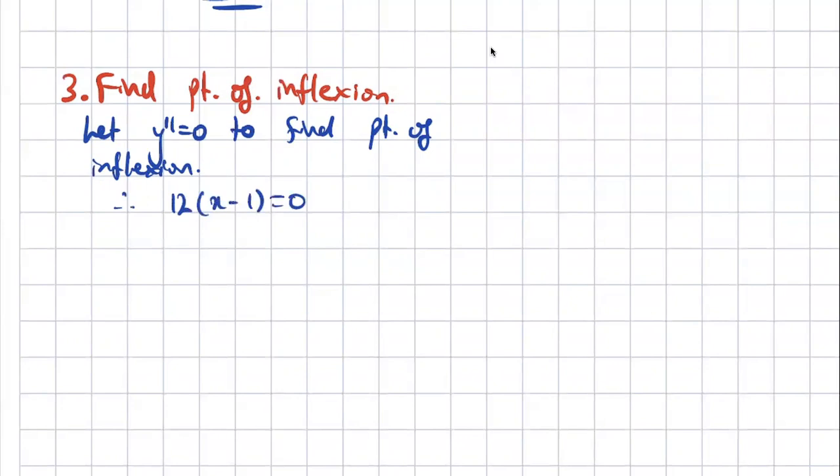x minus 1 is equal to 0. Divide both sides by 12. So x minus 1 equals 0, and then x equals 1 is where we have a possible point of inflection.